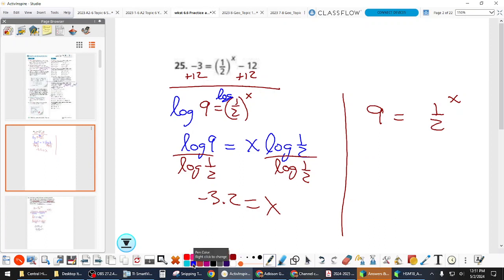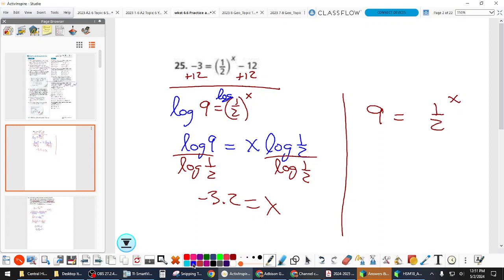If this was an in-context problem that I asked you to solve for money or population, thinking back to that, did we always write log out front? Okay, so what else could you do? You have your favorite little tool called the graphing calculator. It's your favorite, isn't it?